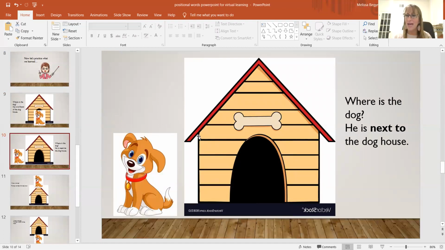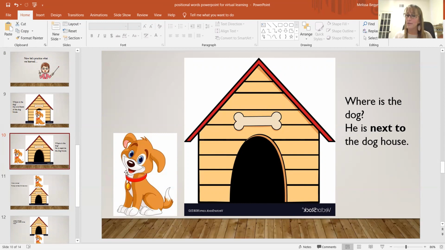Okay, again, I'm going to ask you guys, where is the dog? Here is his doghouse, and here is the dog. Is he on top of the doghouse? No. Is he standing in front of the doghouse? No. Is he underneath the doghouse? No. Is he next to the doghouse? Absolutely, the dog is standing next to the doghouse, okay?